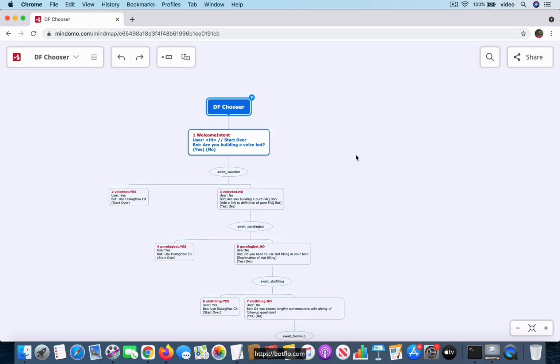It's just something which is more or less intuitive, but it's something to think about as you're deciding to build your ES or CX bot. But I guess there could be some exceptions, and if you notice any exceptions, I'd definitely like to hear those in the comments.